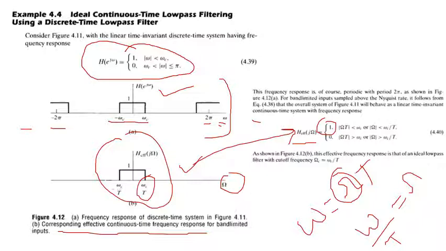H effective (j omega) is 1 between the limits where the magnitude of omega is less than omega c by T. So we have the modulus, so we can have both values, positive and negative. And when omega becomes greater than this, we have 0. Okay, so omega c here represents the cutoff frequency. Okay, so let's move on to the next slide.